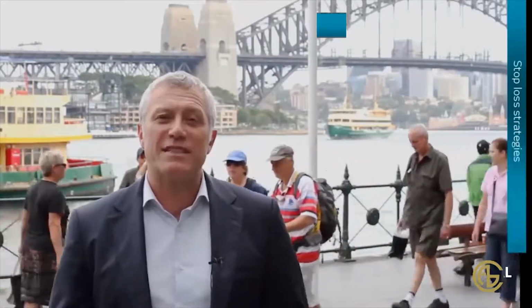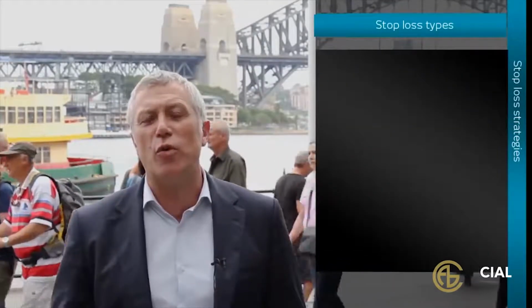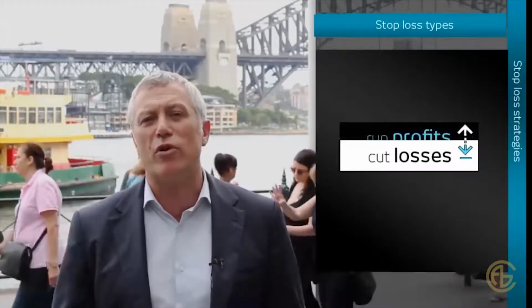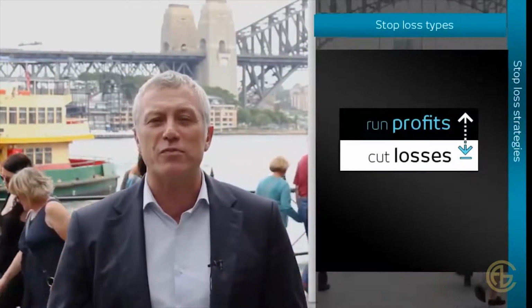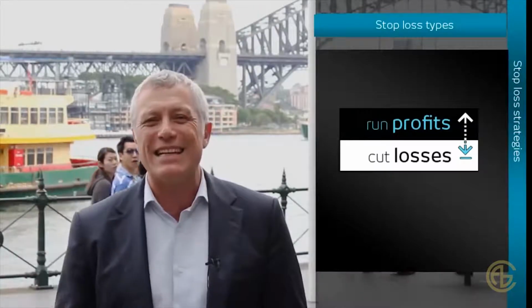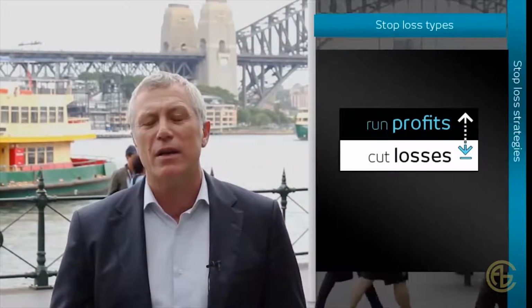The principles of successful trading can be expressed in just 4 words: cut losses, run profits. Maximising profits while limiting risks is one of the keys to making money as a trader. Today we'll be looking at stop loss strategies.